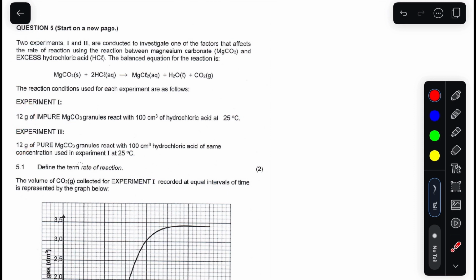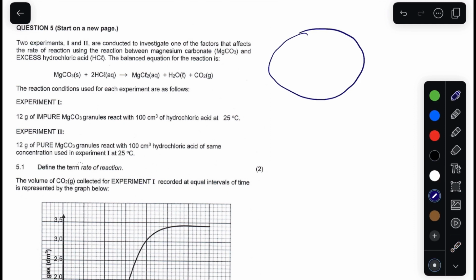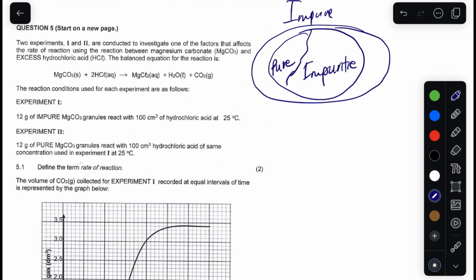Do we understand impure? When we talk about an impure sample, we talk about a sample which contains a part that is pure and impurities. So this is an impure sample, right? Now, when we talk about the pure one, we're given in experiment 2 the 12 grams of this. It was 12 grams of this in experiment 1, but now it's 12 grams of the pure one.